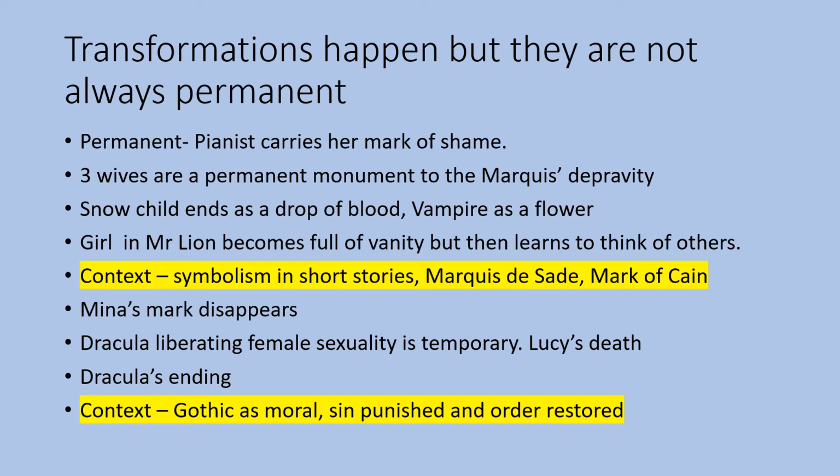Okay, sometimes it's good to alter what text you start with. So we've started with Dracula for the first two times. Maybe we should focus this time on The Bloody Chamber stories, because remember, you have to deal with both texts equally. So let's consider where transformations happen, but they're not permanent. We could argue that the pianist in The Bloody Chamber, her transformation is permanent, perhaps. She does carry the mark of shame on her forehead.